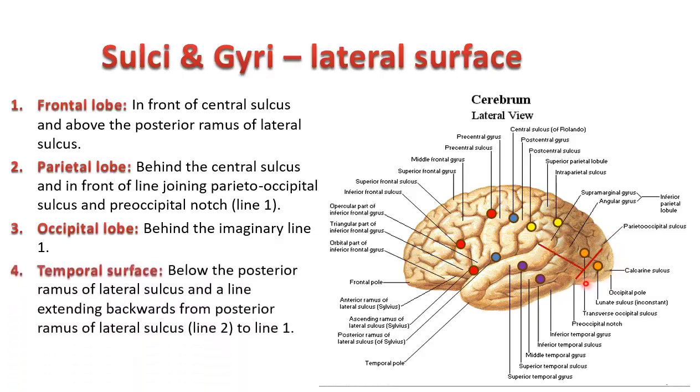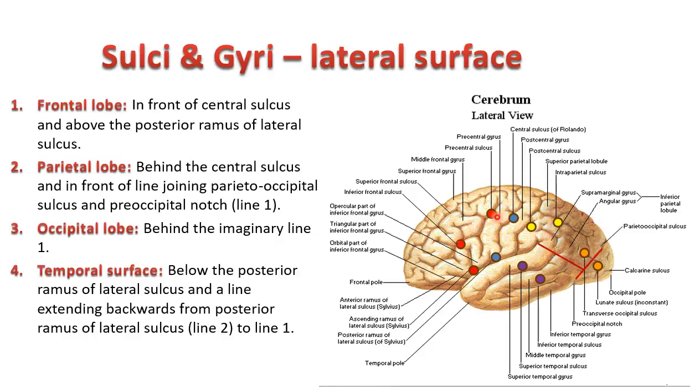Temporal lobe. How do you define the temporal lobe? The second imaginary line connects the upturned part of the posterior ramus of the lateral sulcus to the first imaginary line. So now below the posterior ramus, in front of the first imaginary line, and below the second imaginary line is your temporal lobe. The parietal lobe is behind the central sulcus, in front of the upper part of imaginary line 1 and also above imaginary line 2. So that is your parietal lobe.